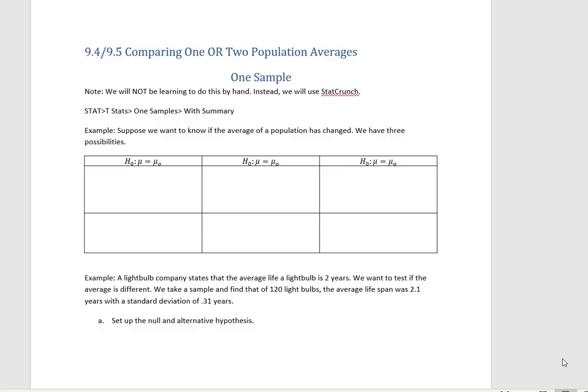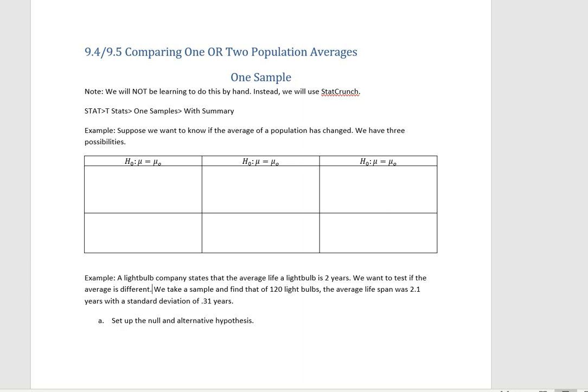Hey, so in sections 9.4 and 9.5, what we're going to be doing is comparing one or two population averages to our samples. First note that we will not be learning to do this by hand, but instead we're going to be using StatCrunch. And how to do that is you're going to go Stat, T Stat, One Sample with Summary. So let's get started.